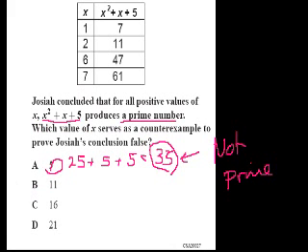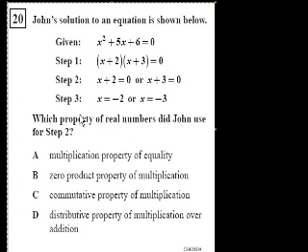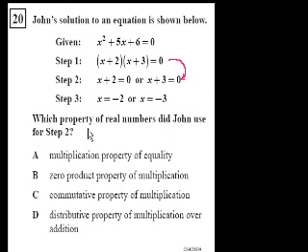Next problem, problem 20. Okay, this is one of those where we have to pinpoint the incorrect step. John's solution to an equation is given below. Which property of real numbers did John use for step 2? Okay, so we don't even have to look at step 1. We just have to say, okay, how did he get from there to there?